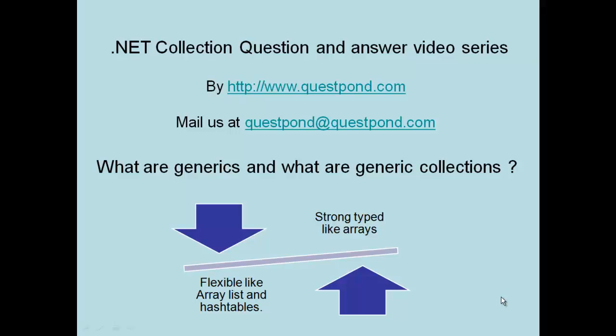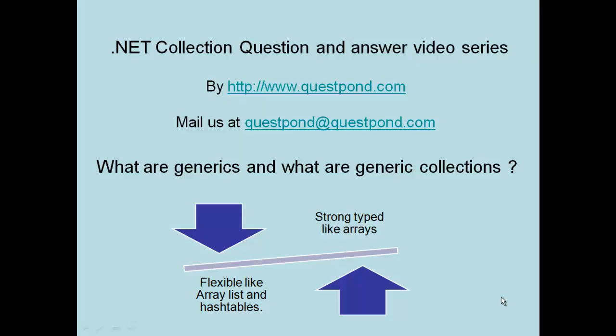When we look at different collections in .NET, that is array, array list, hash tables, specialized collections, etc., each of these collections has its own strong points as well as weak points. For example, when I look at arrays, arrays are strongly typed, so because of that there is no boxing and unboxing, so the performance is much better as compared to other collections.